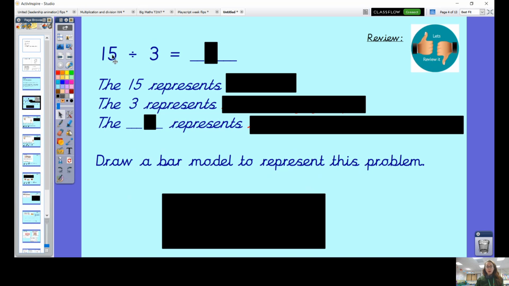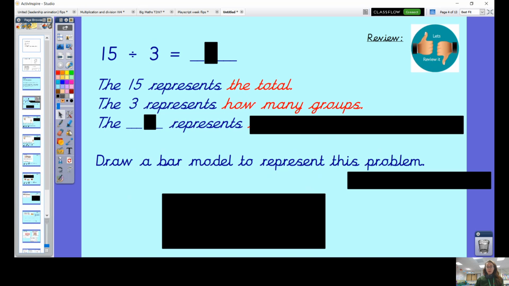So I've got a little question here. It says 15 divided by 3 is something. Have a think about what the 15 represents. Have a think about what the 3 represents. So the 15 represents the total. The 3 represents how many groups.